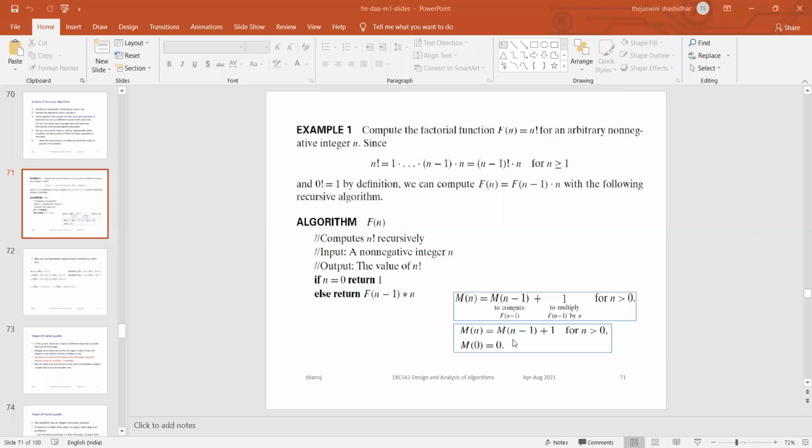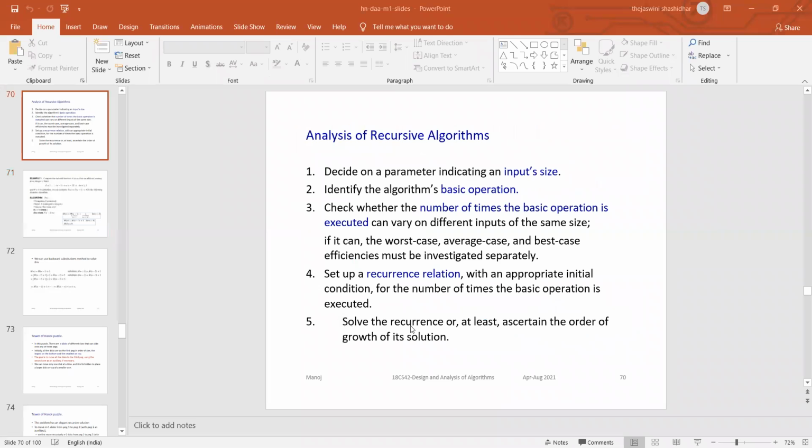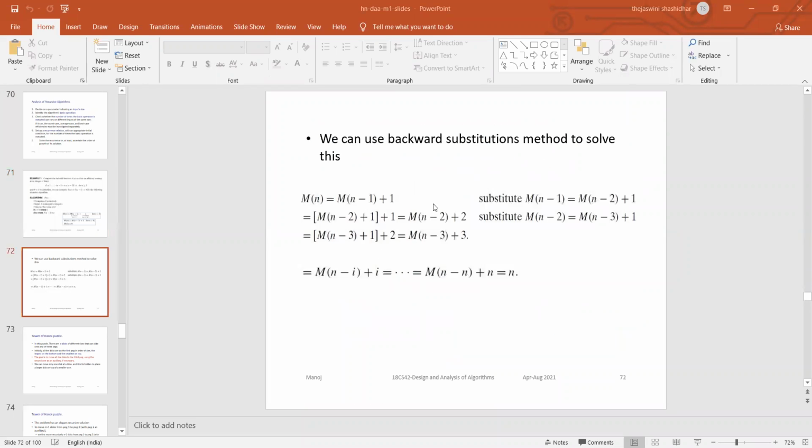This is the factorial. So for this recurrence relation, you have to solve and find the order. Keep this one in your mind: solve the recurrence for the order of growth. So now you're going for the solving. What is the recurrence relation we have taken? m of n minus 1 plus 1. So for n, you substitute n minus 1. What will you get when you substitute n minus 1? n minus 1 will be n minus 1 minus 1, so n minus 2. When you substitute, you will get it in terms.